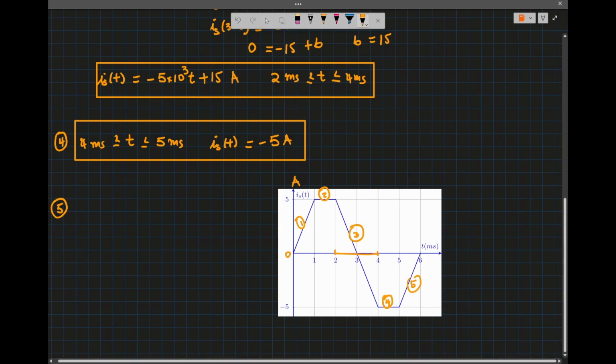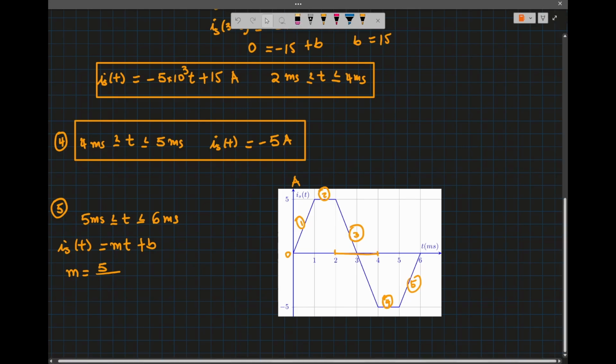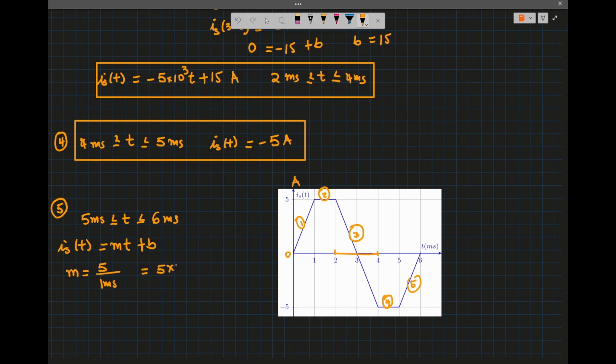In section 5, the time is 5 milliseconds less than or equal to t less than or equal to 6 milliseconds. So i of t, we know that is still equal to mt plus b. Let's find m, the slope, which is the rise, which is 5, over the run, which is 1 millisecond. So it's 5 times 10 to the 3. That's the slope. Let's find b.